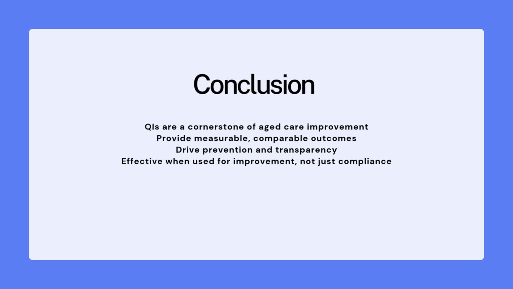of accountability and learning. By shining a light on critical risks and guiding improvement strategies, quality indicators play a central role in ensuring safe, high quality, and dignified care for older Australians.